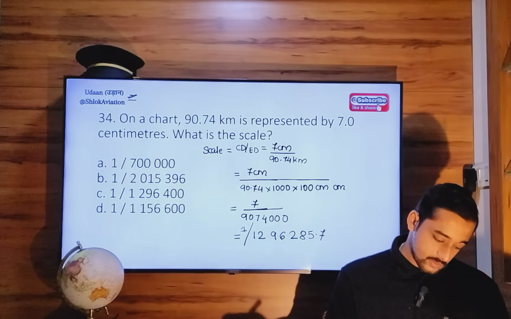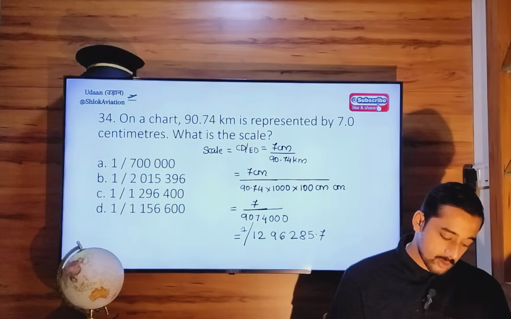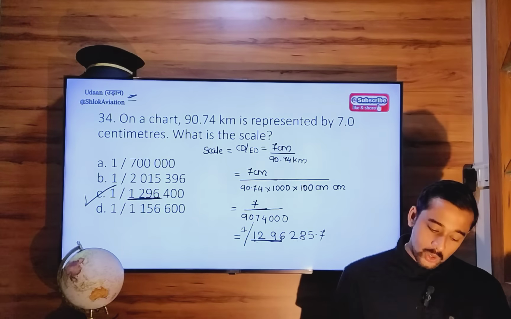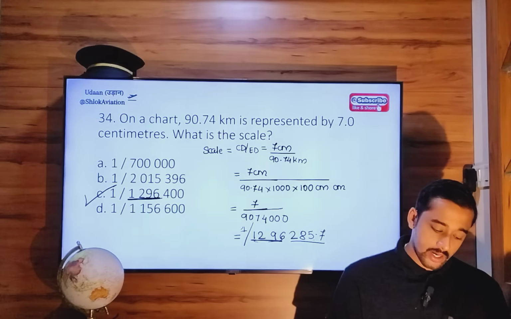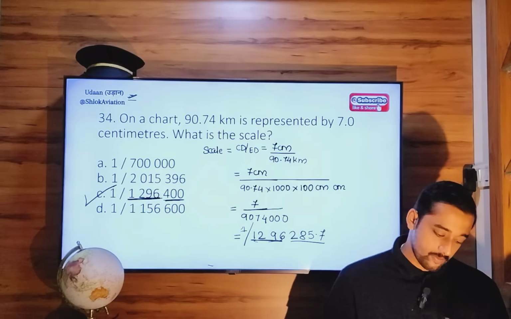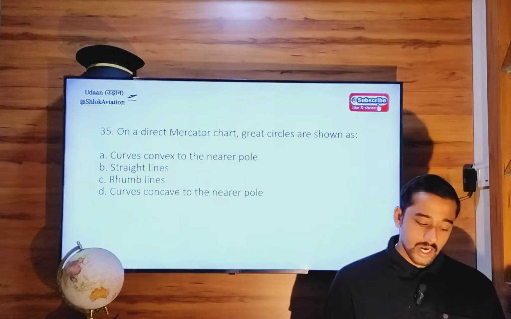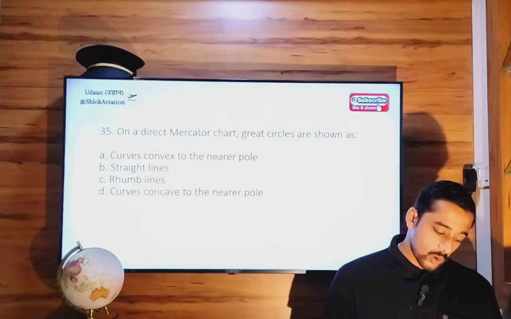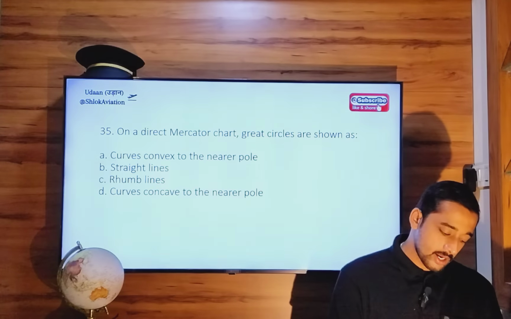So the closest option here is option Charlie. 1296, 1296, 285 decimal 7 they have written as 400. That's fine. Next. On a direct Mercator chart, great circles are shown as curves convex to the nearer pole.